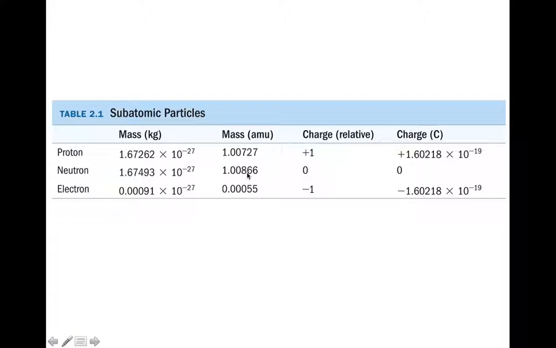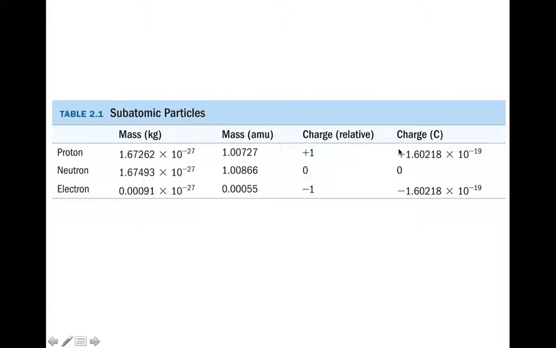You can see the neutron slightly bigger. And the electron is vanishingly small. It's like 1/2000th the size of the neutron or the proton. So we would say essentially zero, up to a certain number of sig figs. Protons 1 AMU, neutrons 1 AMU, electrons basically zero. The masses are over here, and we will use those from time to time. But it's not a number to memorize, it's a number to know exists, and we can look it up someplace.